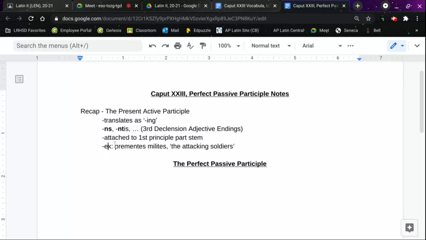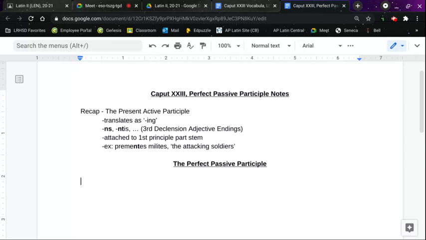So an example of what a present participle looks like: prementes milites. Premo is a verb in this chapter, and it's the verb to attack or press. You see the -nt and then a third declension adjective ending. Milites is the noun for soldiers, so this translates as the attacking soldiers. All right, participles are the adjective form of a verb. So you take a verb and you make an adjective out of it, which is possible in any language.